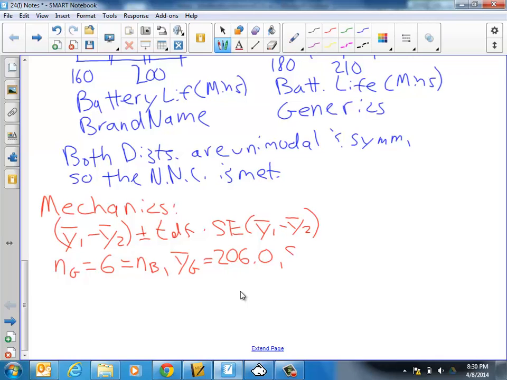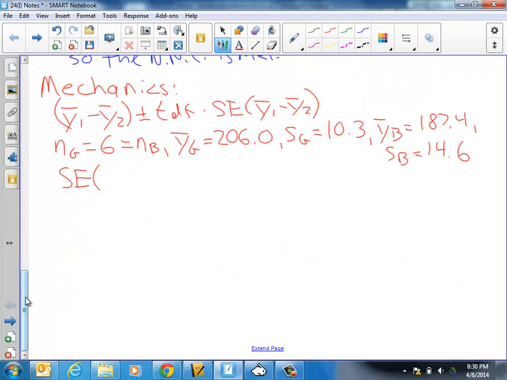Okay, so let's copy this data down that we have. Standard deviation of the generics was 10.3. Mean of the brand name was equal to 187.4. And last but not least, sample standard deviation of the brand name, 14.6. Okay. All right, so the standard error calculation for this confidence interval is something that looks fairly familiar.